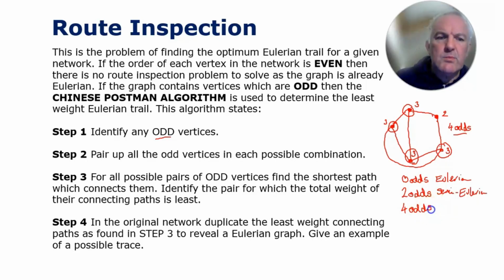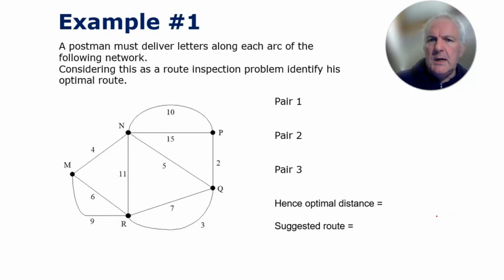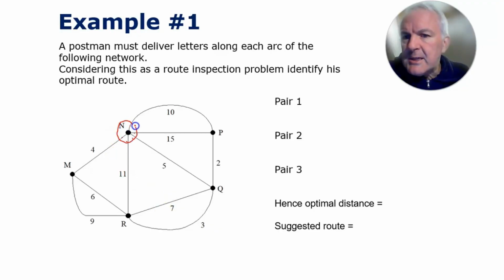So let's have a go at this. We're going to have a look at a question. Example 1 then. So this says the postman must deliver letters, as the Chinese postman algorithm typically is. And considering this as a route inspection problem, identify his optimal route. Now, okay, my very first job is to identify odds, and I think that's an odd. It's 5. 1, 2, 3, 4, 5 coming out of there.